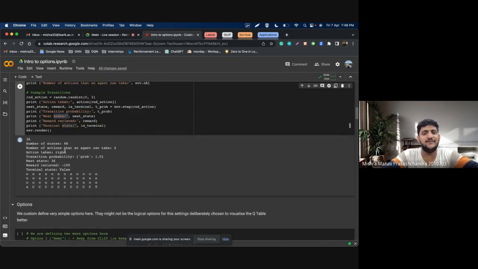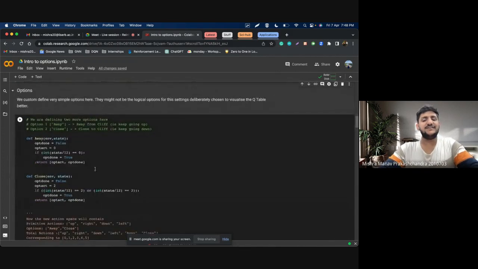So if I took the action to go right, I fall into the cliff, and I can take that transition with probability 1. My next state is 1 because my episode ends. I again start from the next state, which is 36, and I get a reward of -100 for falling into the cliff, and it's not a terminal state.